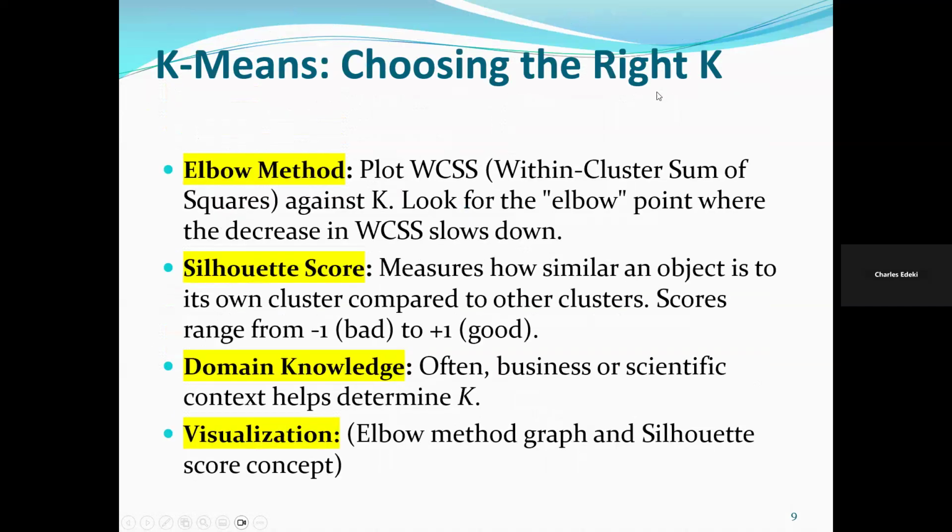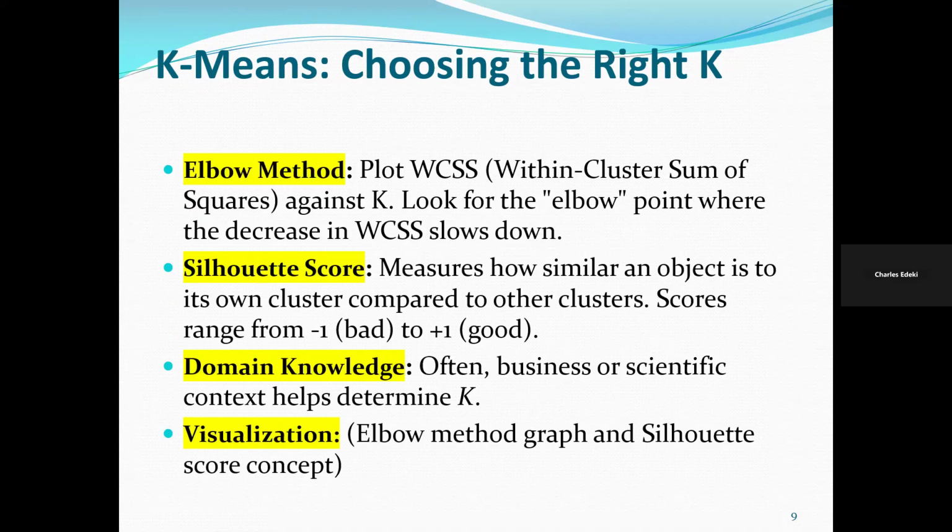So choosing the right K, that's the main issue. We have so many methods here that we can use, and one of them is called the elbow method. The elbow method is a kind of plot. We are going to plot the within cluster sum of squares, that's the WCSS, against the different values of K. WCSS measures the sum of squared distances between each point and its assigned centroid.